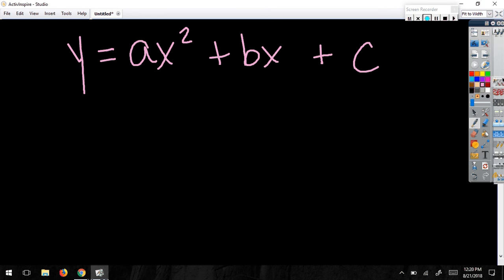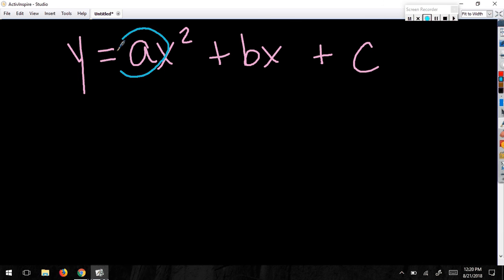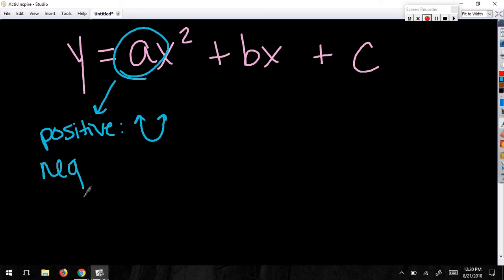So let's look at the A first. A is very important. It tells us two things. The first thing it tells us is if A is positive, then our parabola is going to open up. Remember I told you it could go up or it could go down? If it's positive, it's going to go up. What do you think that leaves us if it's negative? Y'all are so smart. Negative goes down.